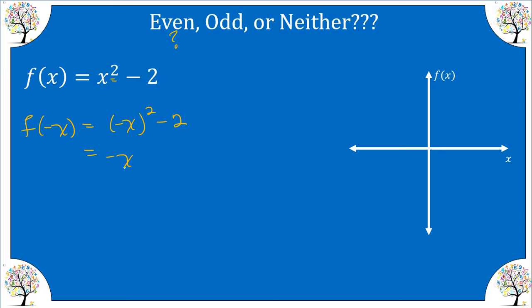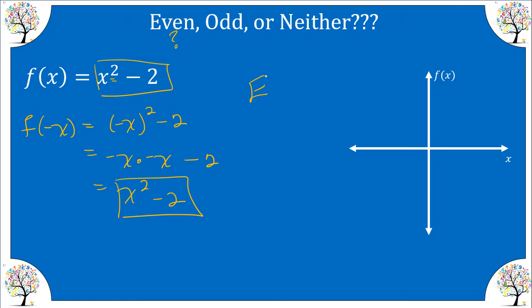We have negative x times negative x minus 2. And again, to be even, we want the exact same outcome. A negative times a negative is positive, minus 2. We do indeed have the exact same outcomes. So this is called even. And if you wanted, we could plug in some ordered pairs and test it.